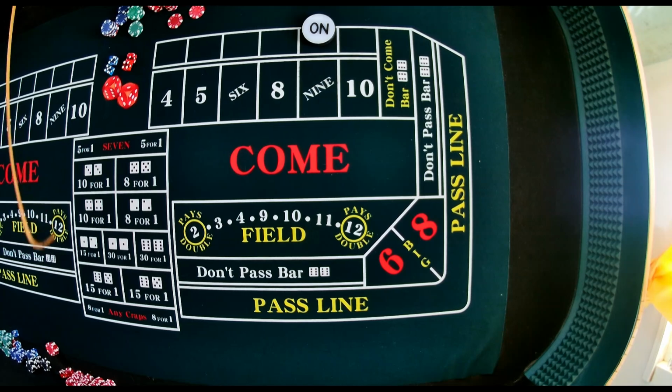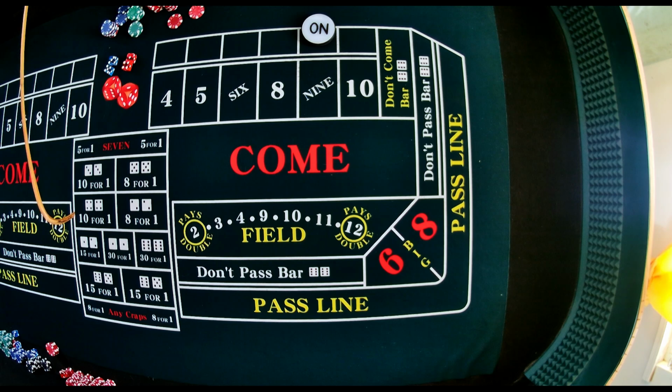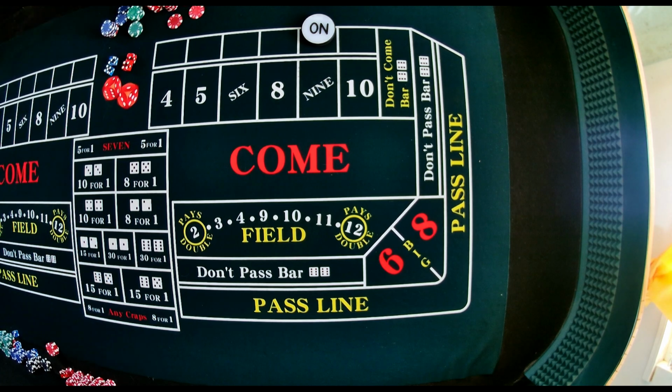So the next section is the central section here. And it's 4 different sections. You have 2 lines, one on the top, one on the bottom. They're both one-time bets. You bet it, you roll. If it doesn't come up, the house takes your money. If it does come up, then it pays accordingly. A 7 would pay 5 to 1, or any craps would pay 8 to 1.